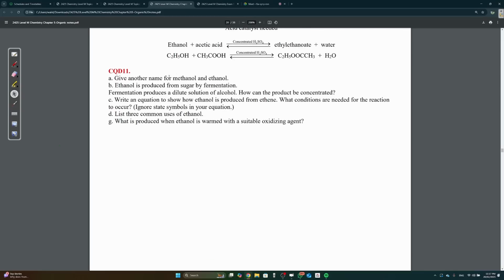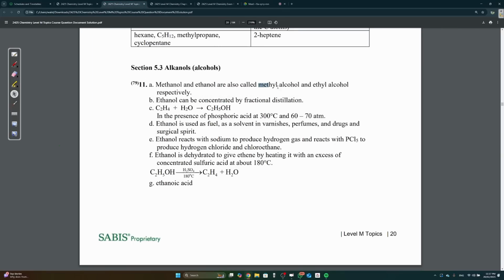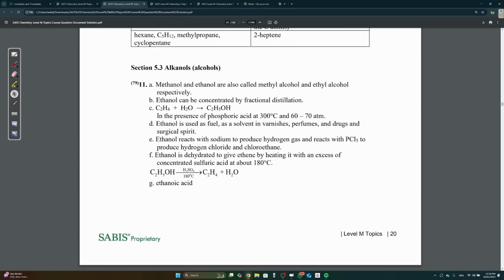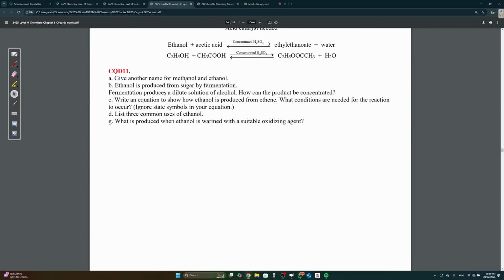Give another name for methanol and ethanol. Remember, we can call them methyl alcohol and ethyl alcohol. Ethanol is produced from sugar by fermentation. Fermentation produces a dilute solution of alcohol. How can it be concentrated? You have to do fractional distillation, right? There you go.